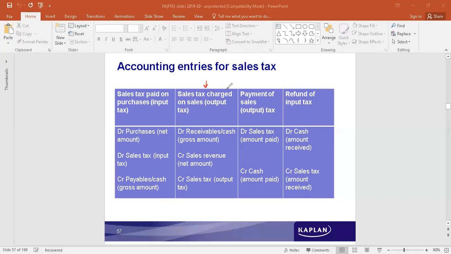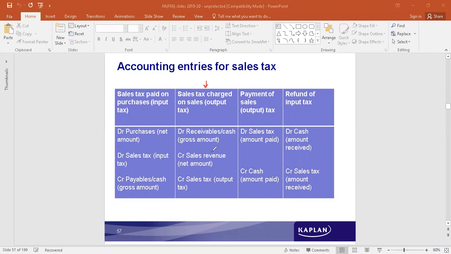Now, from a seller's point of view, if the business is the seller and the amount is collected, the business has a responsibility to pay the sales tax to the tax authorities. So they would collect the total amount of cash, or it is receivable, and that would be debited as against the credits of the price of the product, which is recorded as sales revenue, and the portion of the gross sales value which is sales tax, recorded as sales tax. This is not revenue. This is a liability for the business. Sales revenue would be only the net price of the product.